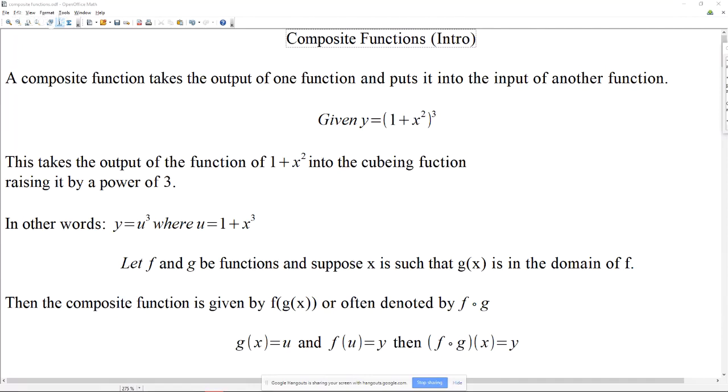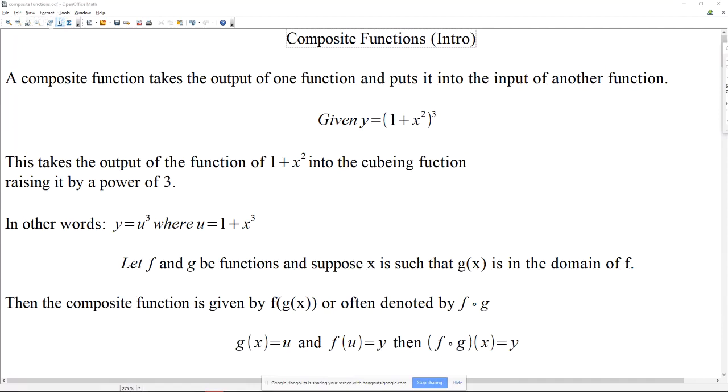So the way I would start looking at this: what is my parenthetical group? That is my one function, so that is 1 plus x squared. I'm going to assign that to the variable u. Then that output goes into the cubing function. So y is now equal to u cubed, where u equals the parenthetical group. I've deconstructed it into two different variables: y equals u cubed, where u equals 1 plus x squared.